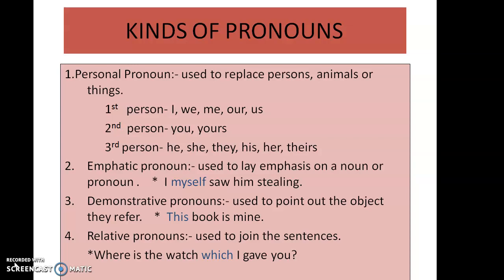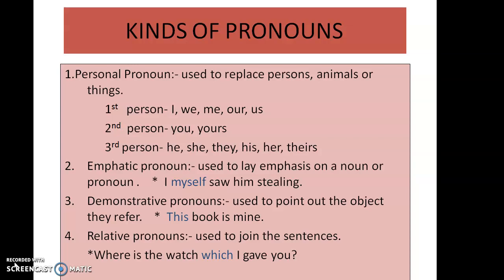Second person, that is listening, you, yours. And third person, that means we are talking about a person who is not there at the moment. हम किसी और की बात कर रहे हैं जो उस समय हमारे साथ नहीं है, like he, she, they, his, her, theirs. So, this all are your personal pronouns.